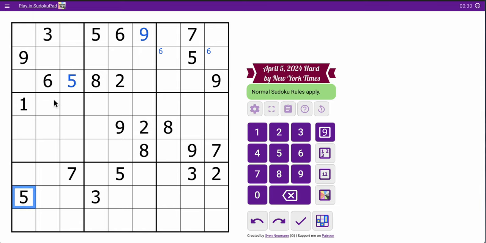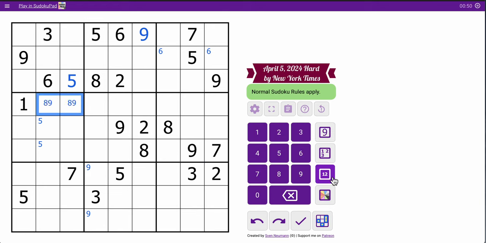It's five and not five, so five is in one of these. Those two nines force it there. Looking at the middle rows, eight is in one of these two, based on these two eights. Nine is also in one of these same two, so this is an 8-9 pair. Five is now reduced to those two.